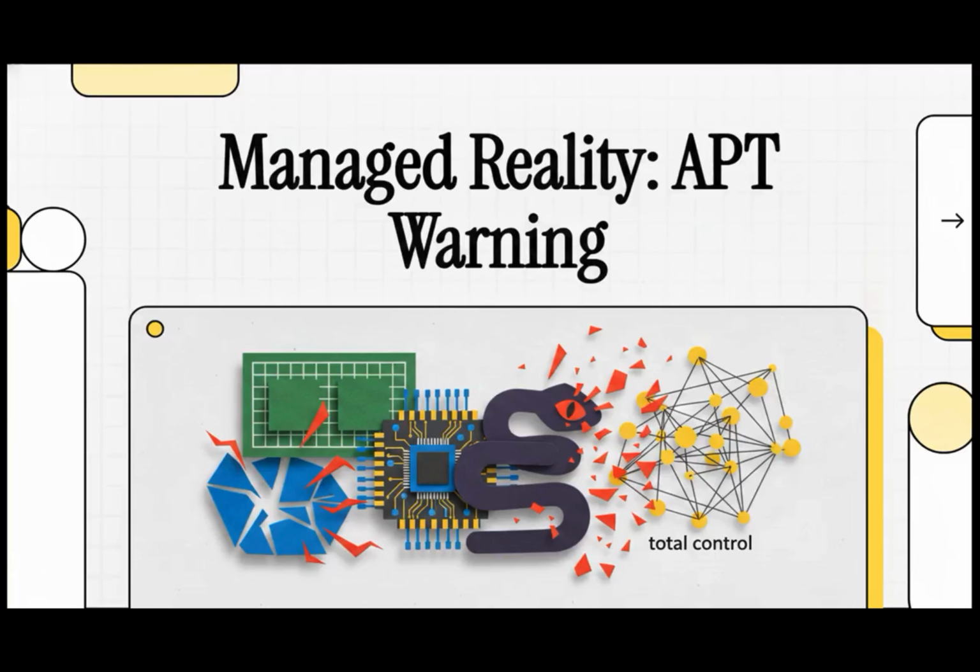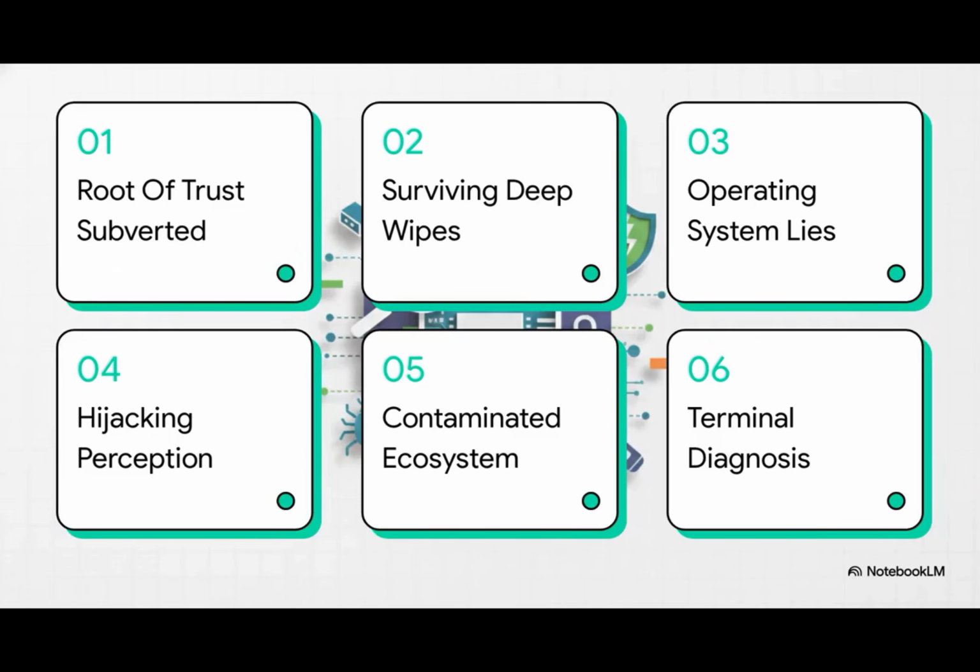So we're going to stick strictly to the forensic logs, the diagnostic data, and the hardware diagrams detailed in the report to uncover exactly how this intrusion takes total, absolute control. Okay, let's dive right into this autopsy. Here is how we'll break it down. First, the root of trust subverted. Then, surviving deep wipes. Operating system lies. Hijacking perception. The contaminated ecosystem. And finally, the terminal diagnosis.